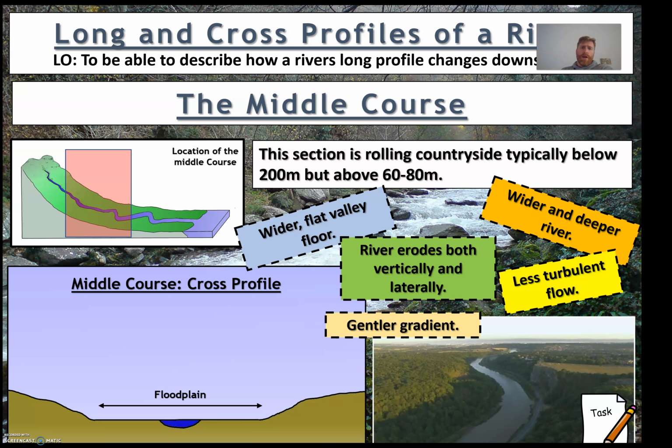So the middle course. Again, you should have your cross profile section looking something like this. The sort of information you might add to your middle course notes are the fact that it's a wider flat valley floor. It's a wider and deeper river. The river erodes both vertically and laterally. So in all courses of the river, it's eroding downwards vertically and laterally outwards. What's important is in the upper course, vertical erosion dominates. In the middle course, both operate at an equal amount, and in the lower course, lateral erosion dominates. In the middle course, the river is wider and deeper, and it's a less turbulent flow. It's a gentler gradient. So these are all just notes you might want to add, just to remind you of the key characteristics of the middle course of a river.